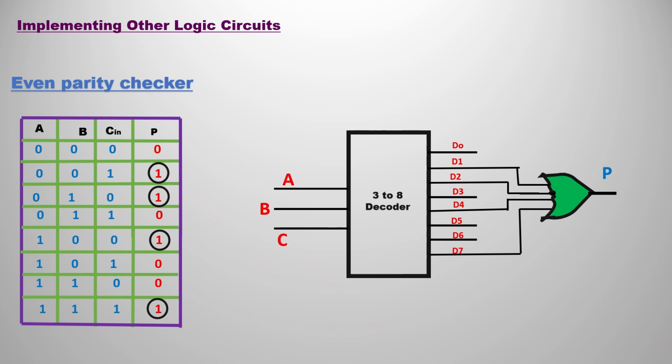This can also be implemented with the help of a 3x8 decoder. Wherever the output is one, combine all of those terms with the help of an OR gate. That is the simple thing, as we already saw in the full adder for the carry and the sum as well.